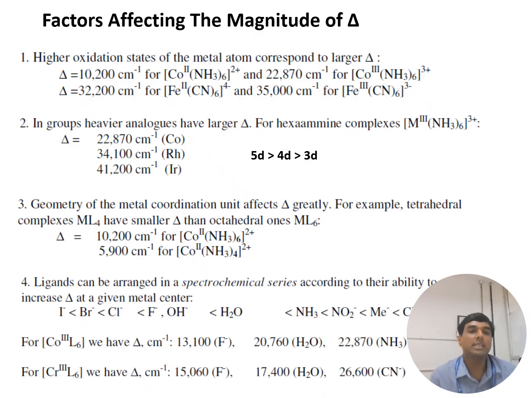And the last one, not the least: ligands can be arranged in a spectrochemical series according to their ability to proceed with the increase in delta value, crystal field stabilization energy. You can see that cyanide or carbon monoxide have the highest donating capacity compared to ammonia or electronegative atoms. So crystal field stabilization energy depends upon the ligand strength. Higher ligand strength gives higher crystal field stabilization energy. For example, in this case, cobalt 3 is 13,000, and this cobalt 3 is 15,060.